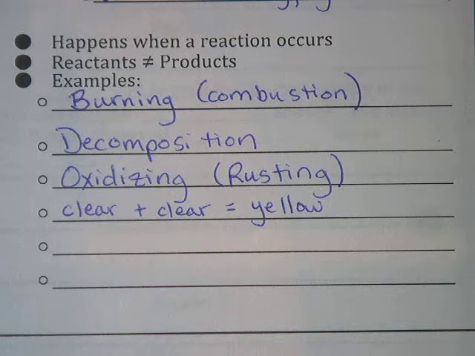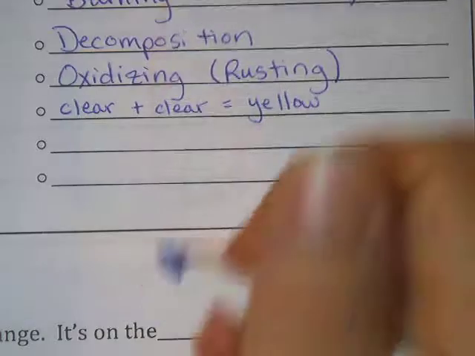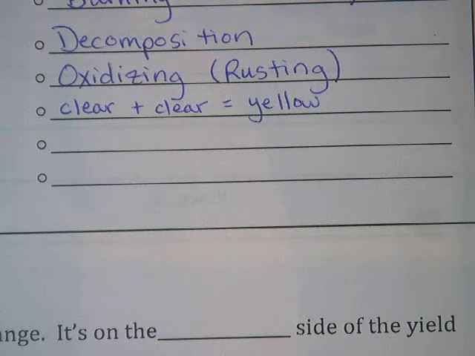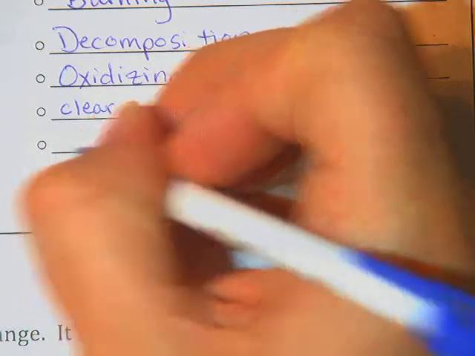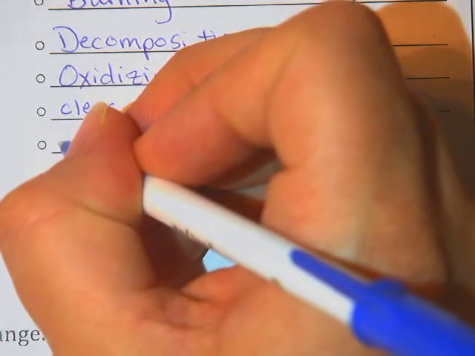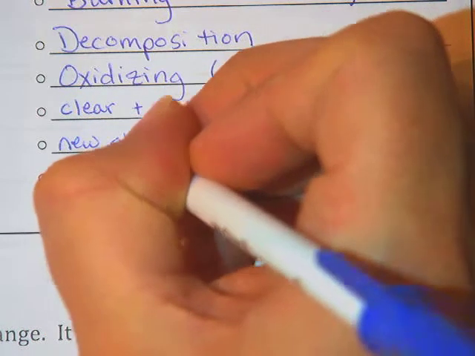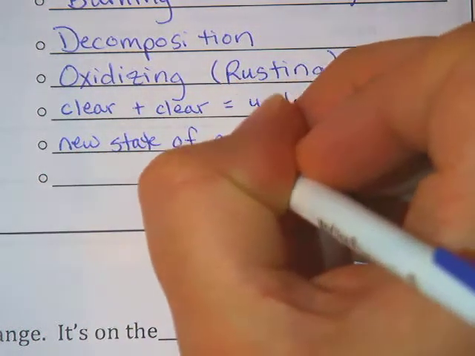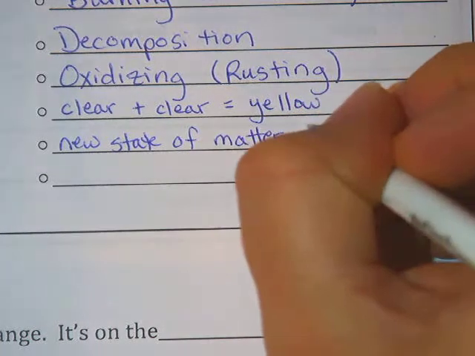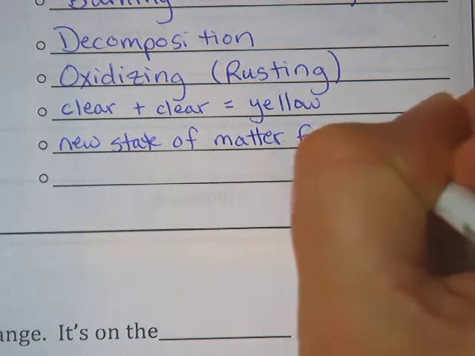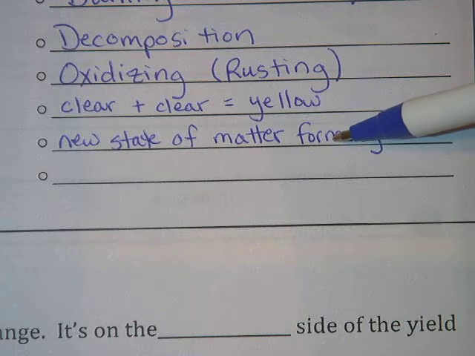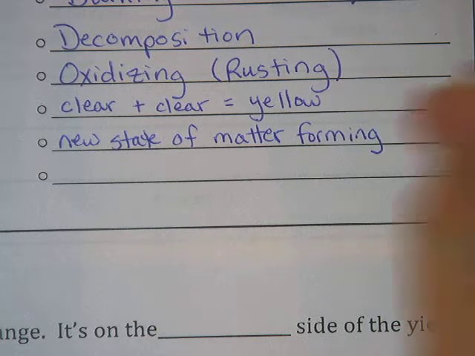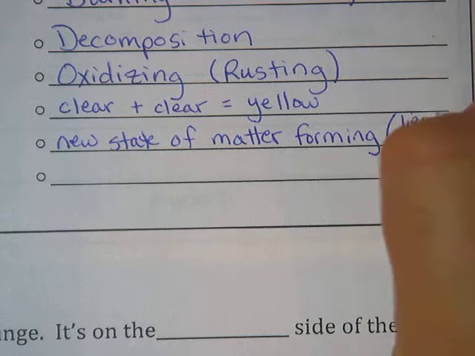Some other examples of chemical changes would be if you have a new state of matter forming when you mix two things together. So not like I'm boiling something and I went from liquid to gas, but a new state of matter, like I mix together a liquid and another liquid and suddenly I have a solid.